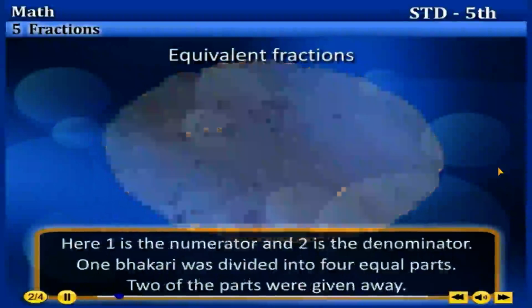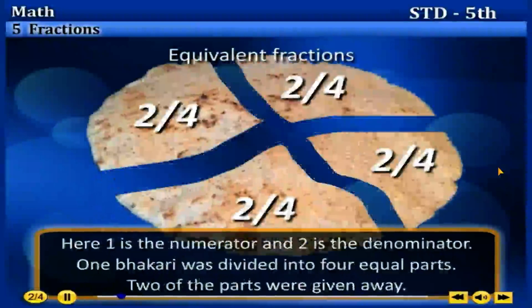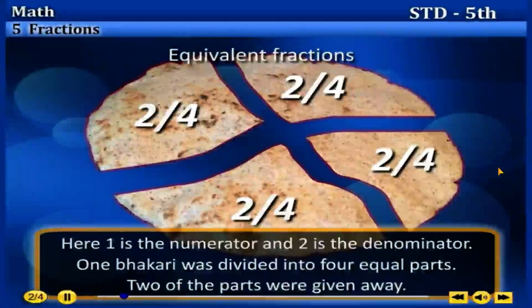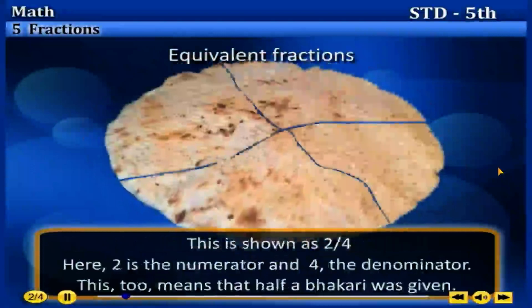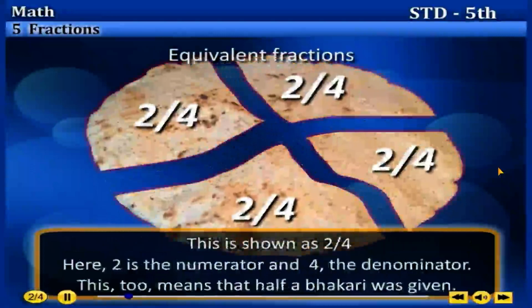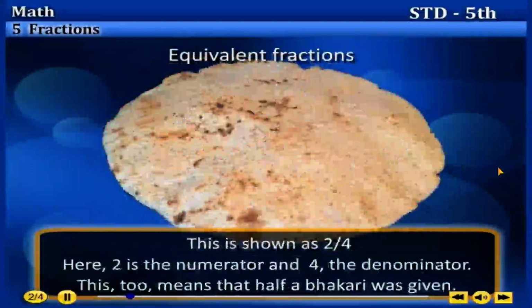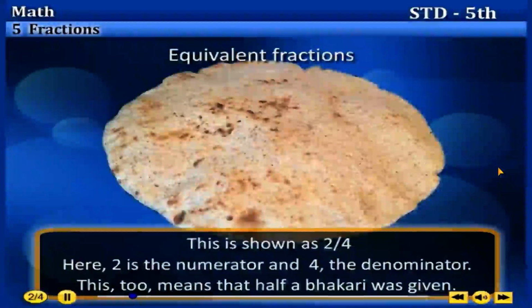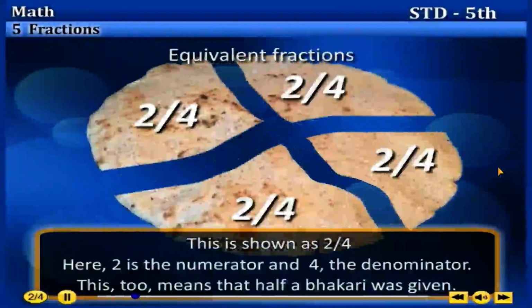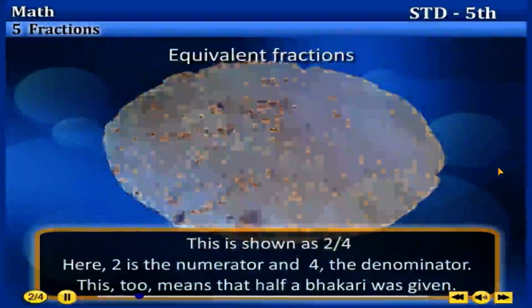One bhakri was divided into 4 equal parts. 2 of the parts were given away. This is shown as 2 upon 4. Here 2 is the numerator and 4 is the denominator. This means that half a bhakri was given.